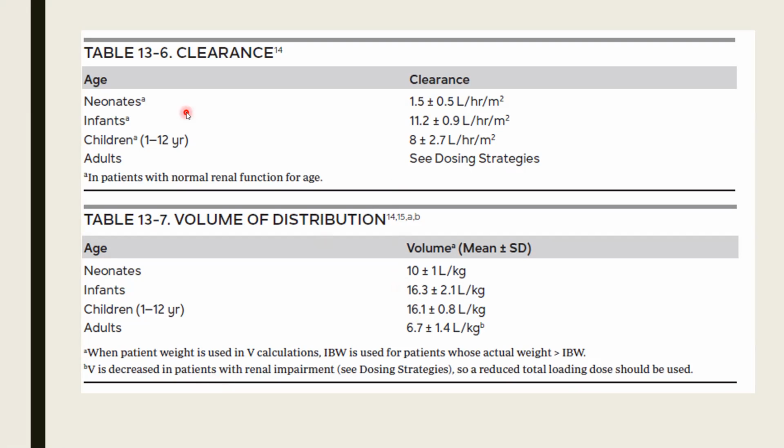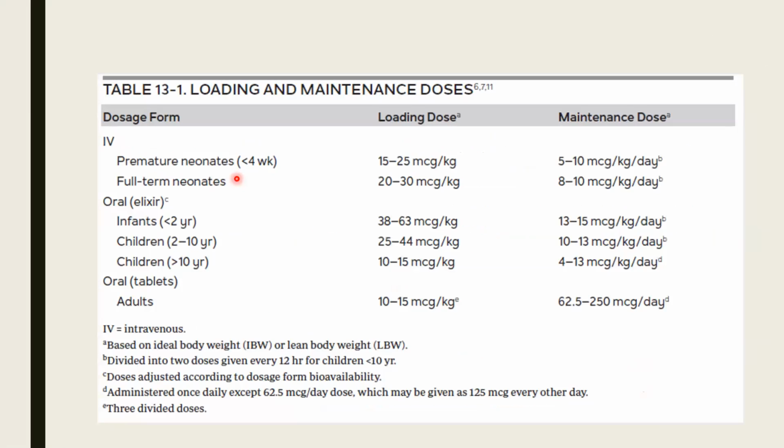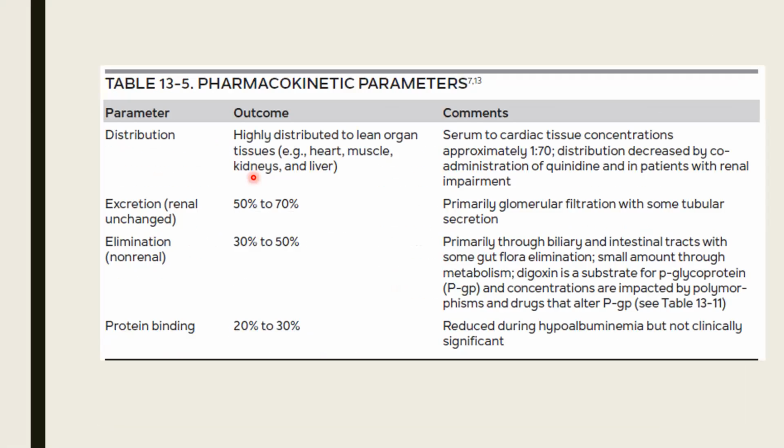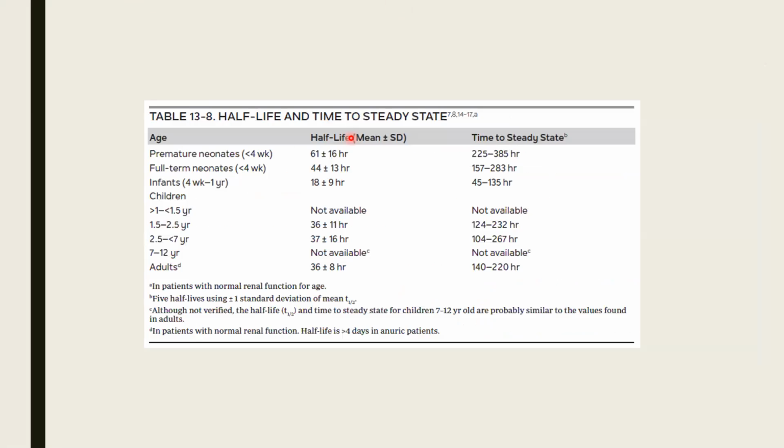So where's the dosing strategy maybe? A reduced total loading dose should be used for renal impairment. Now the half-life and time to steady state. If we see premature neonates and infants, the smaller they are, the longer the half-life. It means their metabolism is slower, because they would probably lack the enzymes to metabolize this digoxin.